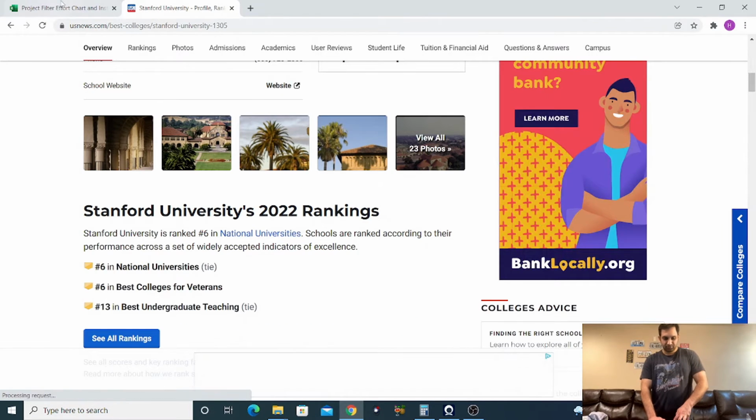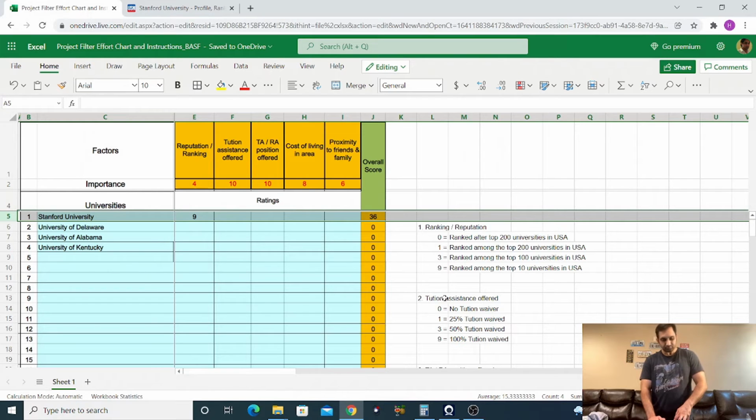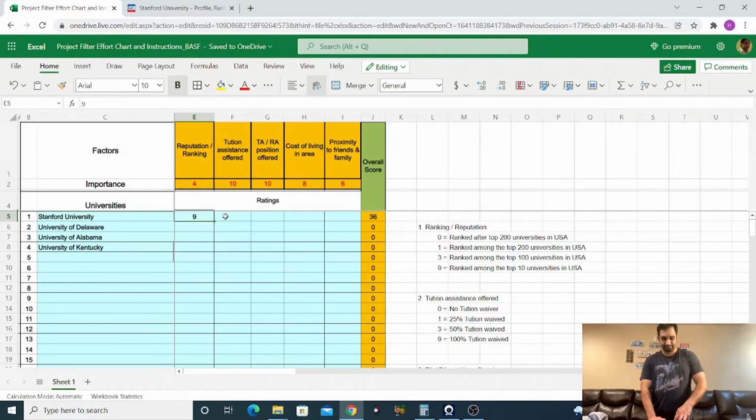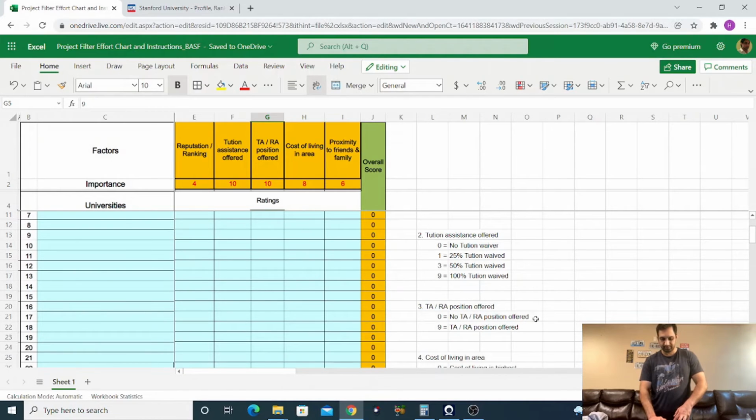Alright, so going back to our spreadsheet. So number 6 means that it's ranked among the top 10 universities. That's why we gave it a 9. Tuition assistants and teaching assistants. So let's say they did not give me any tuition assistance, which would be a 0 here. So you can put a 0. And then let's say they offered me a research assistantship. So that becomes a 9 here. Alright, so if you just look at your ratings here.